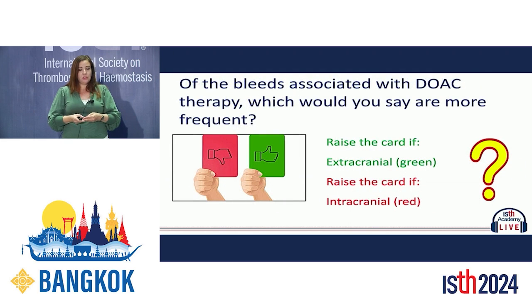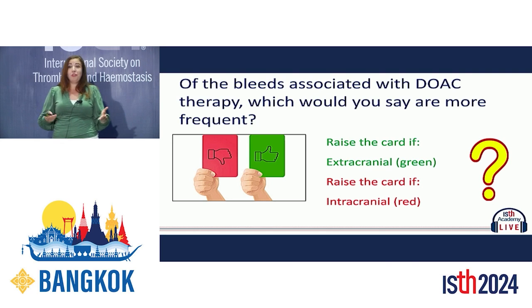So, okay, this is the second polling question. Of the bleeds associated with DOAC therapy, which would you say are more frequent? Raise the card if you think extracranial bleeding is more frequent or intracranial bleeding is more frequent. We've got extracranial bleeding, depends on your clinical practice, I guess. If you're a stroke neurologist or a neurosurgeon, maybe you see more intracranial bleeds.